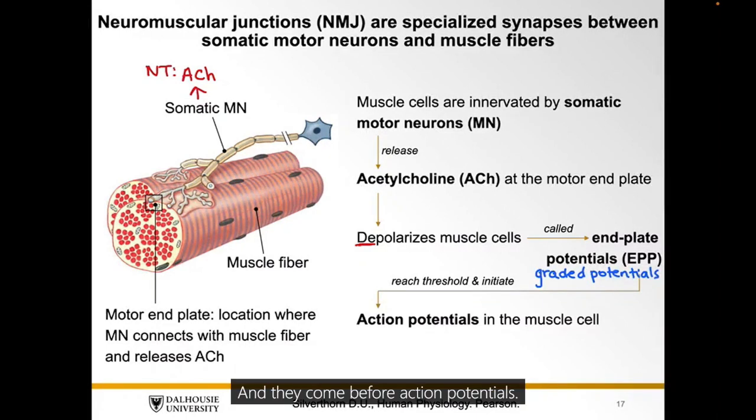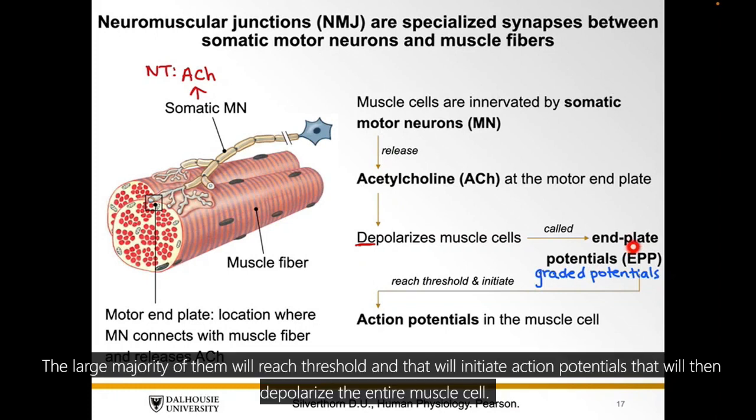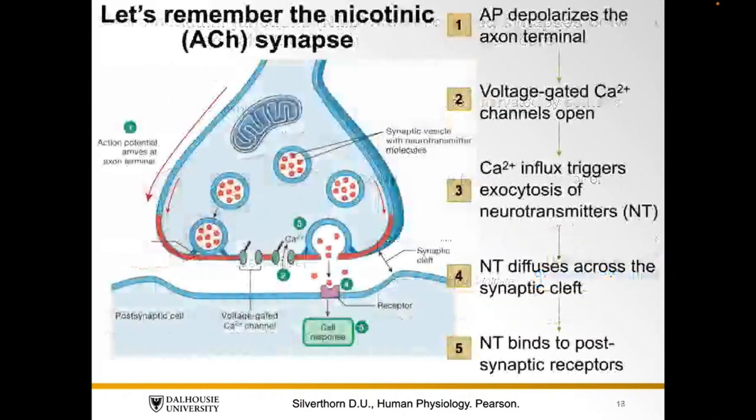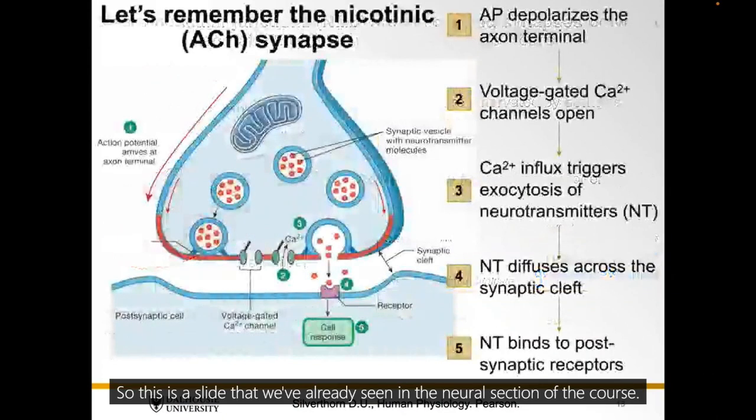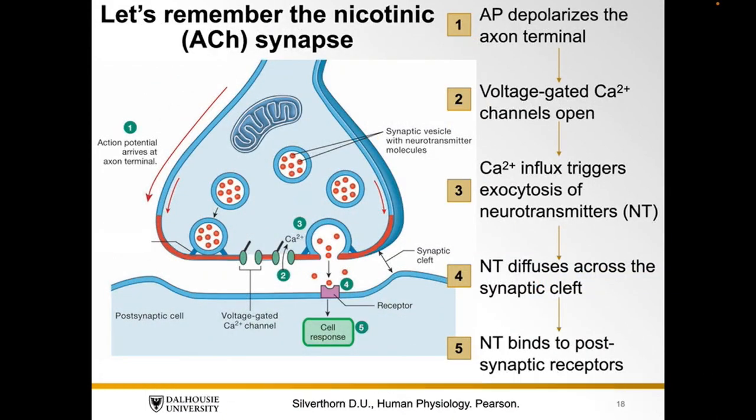And they come before action potentials. So the end plate potentials are the first depolarization. The large majority of them will reach threshold, and that will initiate action potentials that will then depolarize the entire muscle cell. So this is a slide that we've already seen in the neural section of the course.